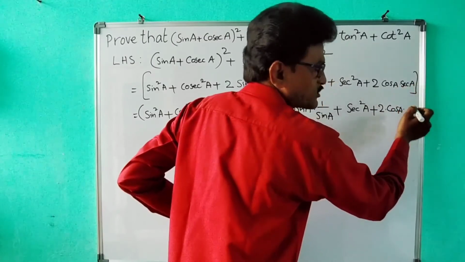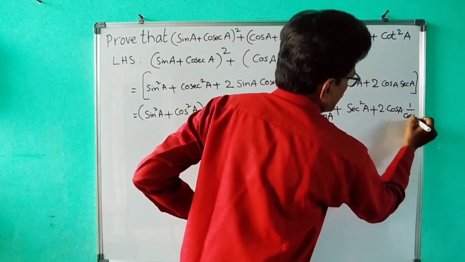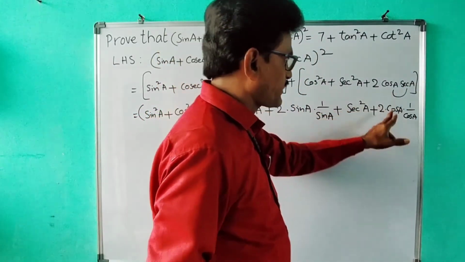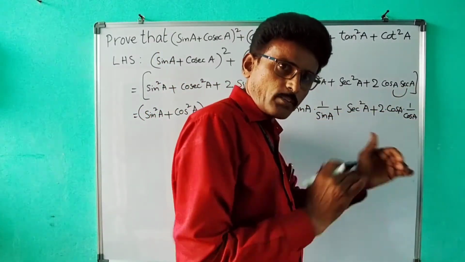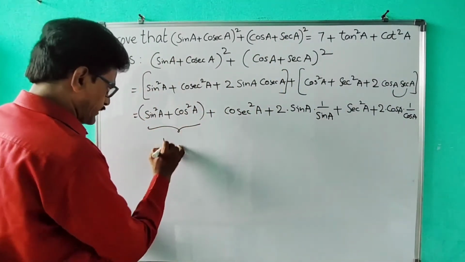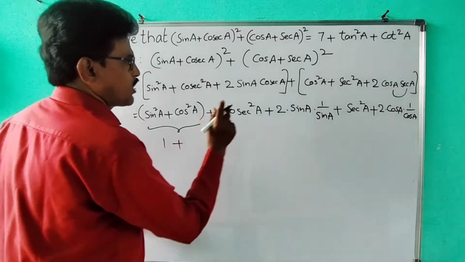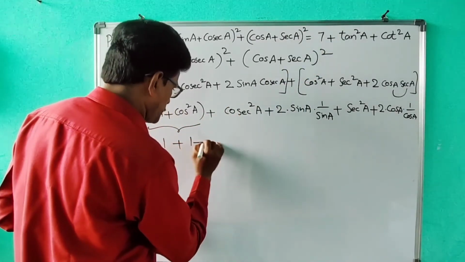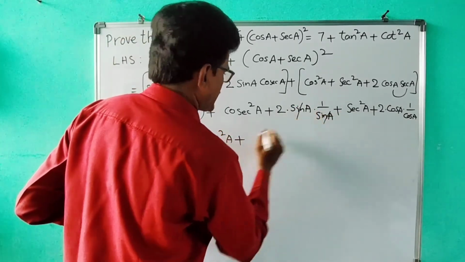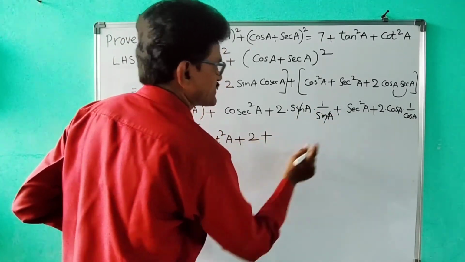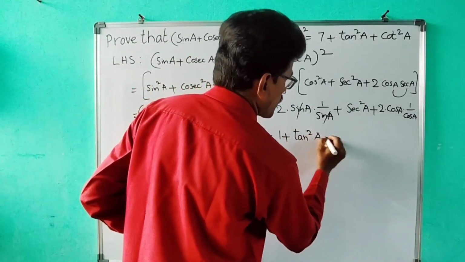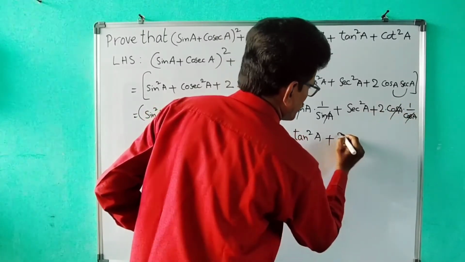into secant A, also 1 by cos A. Both are reciprocals. Secant and cos both are reciprocals. So cos A, secant A, I am writing as 1 by cos A. See here, sin square A plus cos square A is 1. Plus now cosecant square A I am writing as 1 plus cot square A, plus sin A cancel. We are getting only 2, plus now secant square A, it is 1 plus tan square A, plus here cos cancel. We are getting 2.